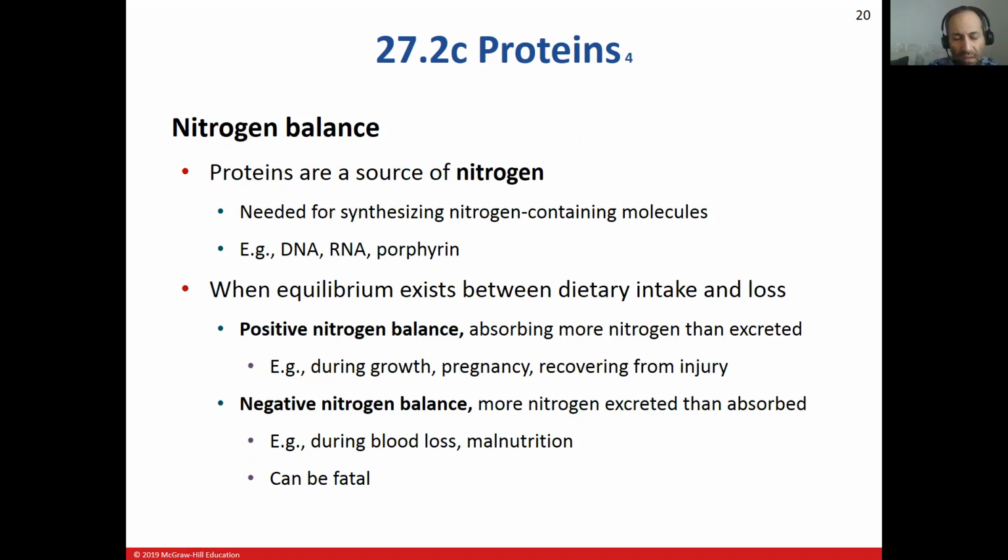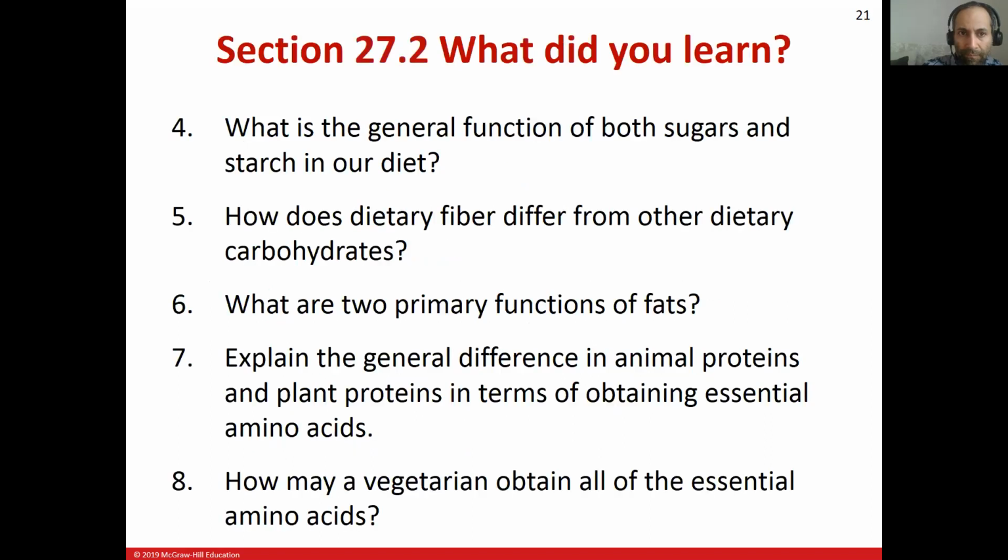So nitrogen balance is what you're looking at in terms of whether you're building tissue versus breaking down tissue, right? Positive nitrogen balance means you're making muscle, you are eating enough protein to make your body tissue. Negative nitrogen balance is when you have a fever, when you have cancer or some other chronic illness and your body tissues are breaking down. That is basically when you go into negative nitrogen balance, okay?